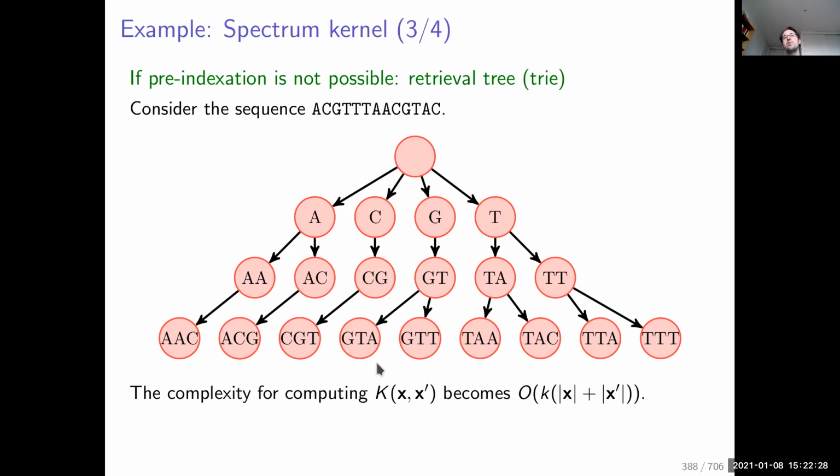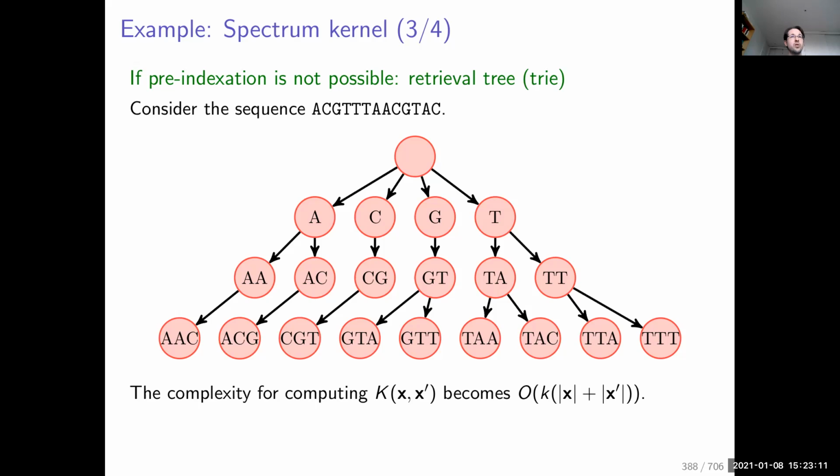It's relatively easy to see that you can build this retrieval tree with a complexity equal to the number of nodes, which is at most k times the length of the sequence. If you are not convinced by that, you can take some time at home to verify that you can do that with this complexity by simply scanning the sequence and producing the nodes each time you encounter a new pattern. So that's not too complicated.